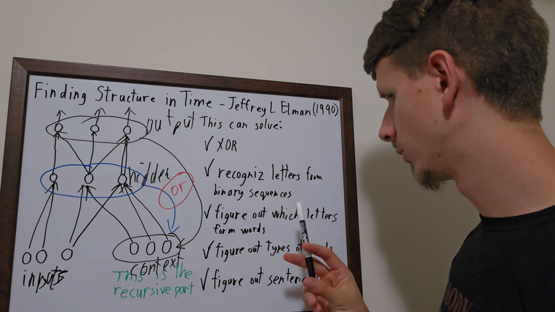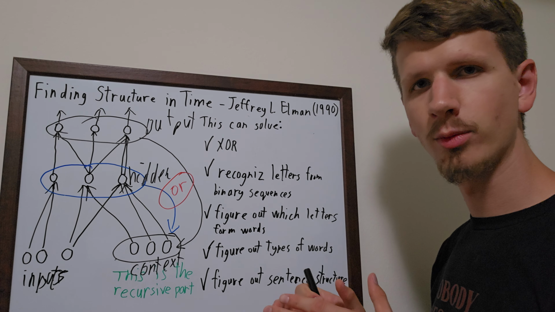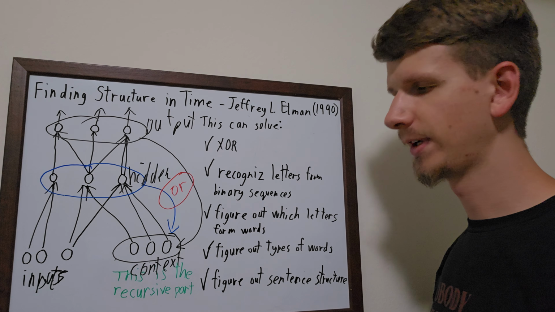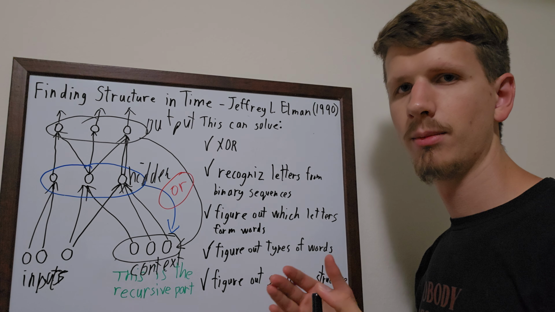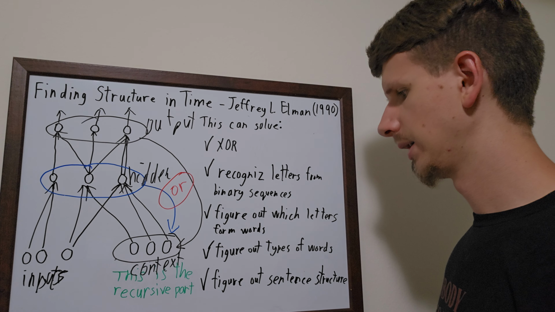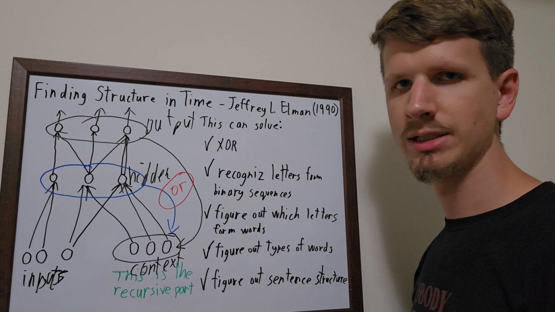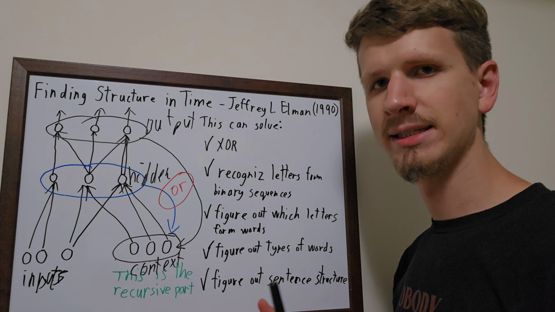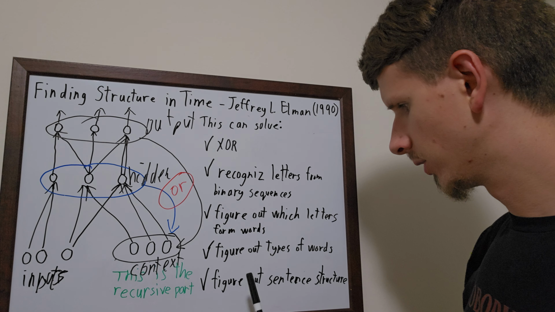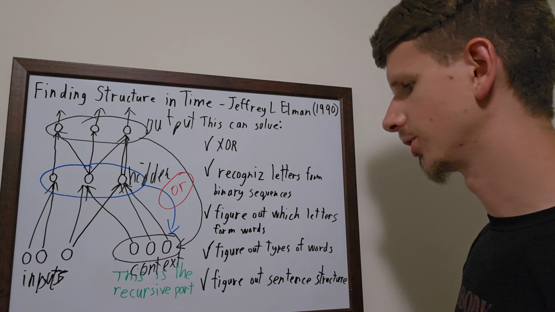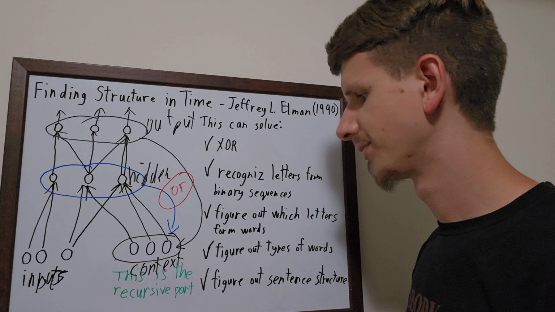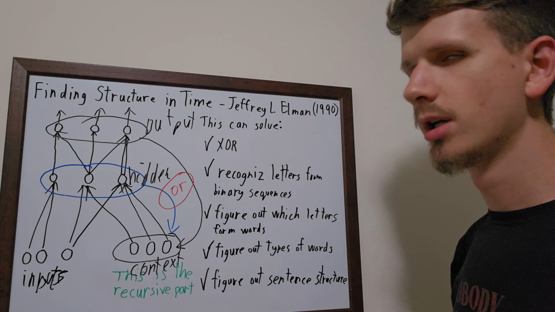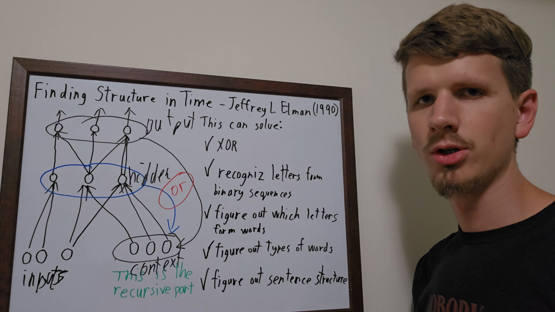And it can figure out which letters come together to form words. It can figure out types of words, like the difference between a noun and a verb and a masculine and feminine, and things like that, which are essential for sentence structure and where words occur in sentences. And so it can figure out sentence structure. These are all related, but various levels of complexity.